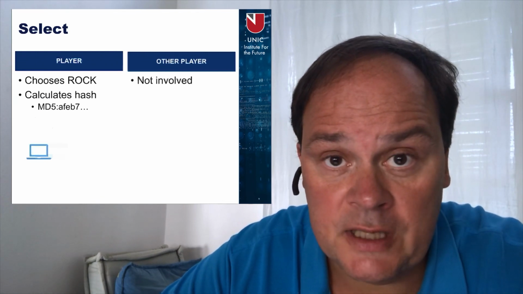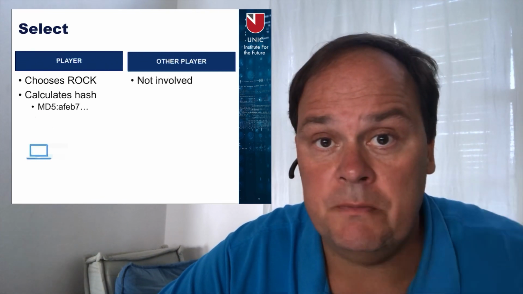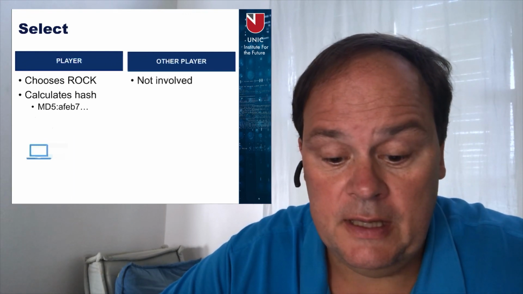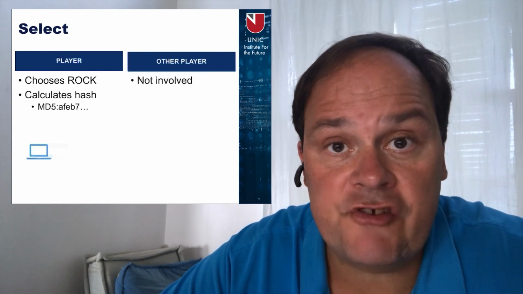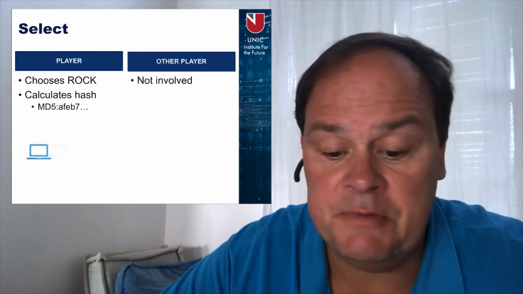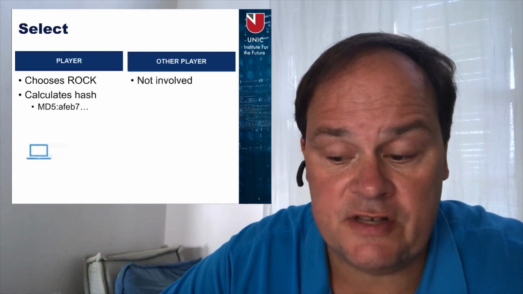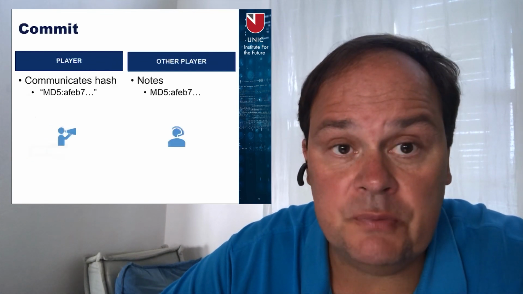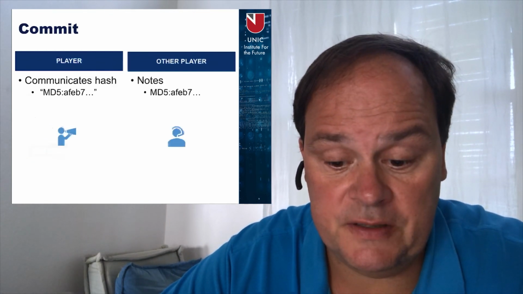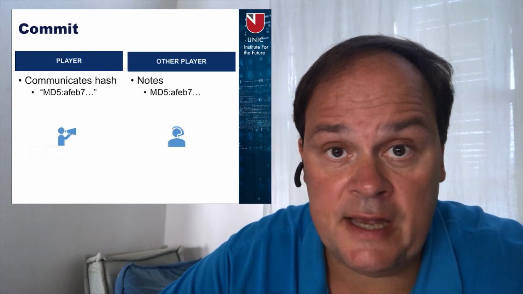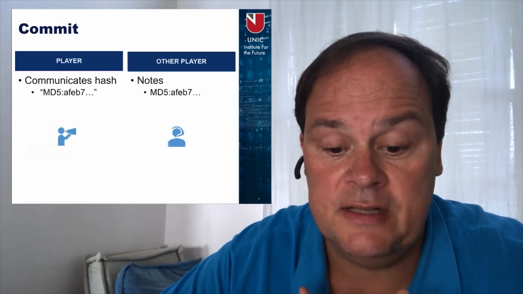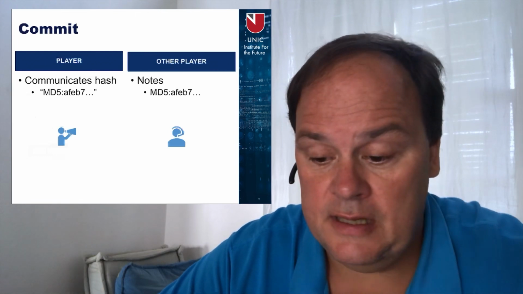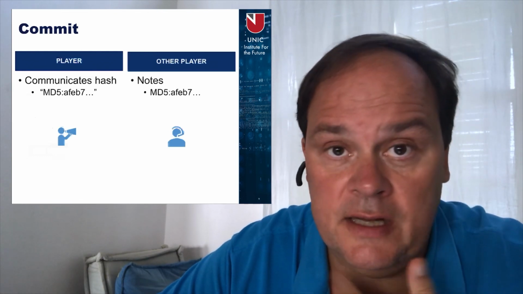So the way it works, well, first the selection. So you in your head, you select, well, I want to do rock. And then you calculate the hash of rock, which is MD5 AFEB7, etc. The other player is not involved. Now is the important part. There is a commit. So you don't say rock, but you say, I chose something that has an MD5 of AFEB7. And the other player says, all right, I heard this.